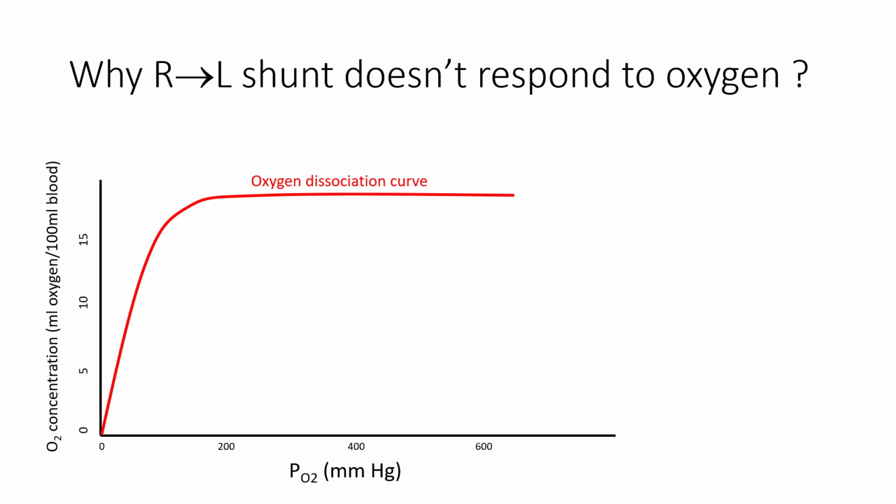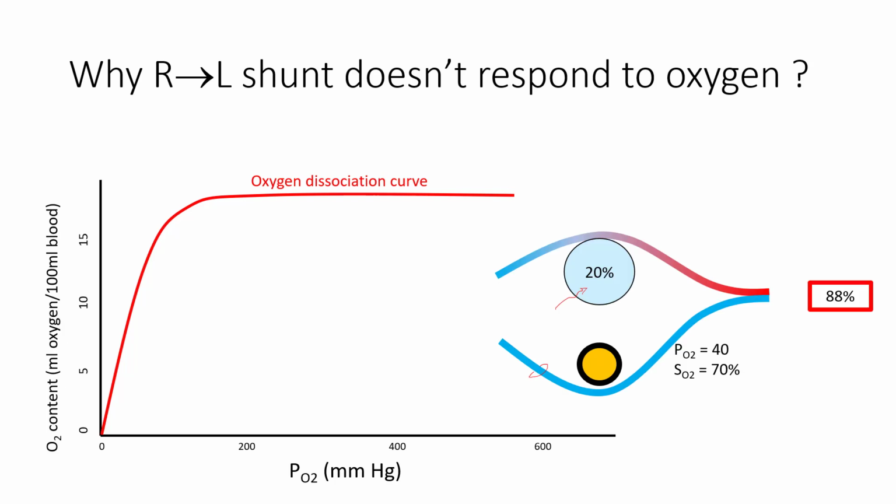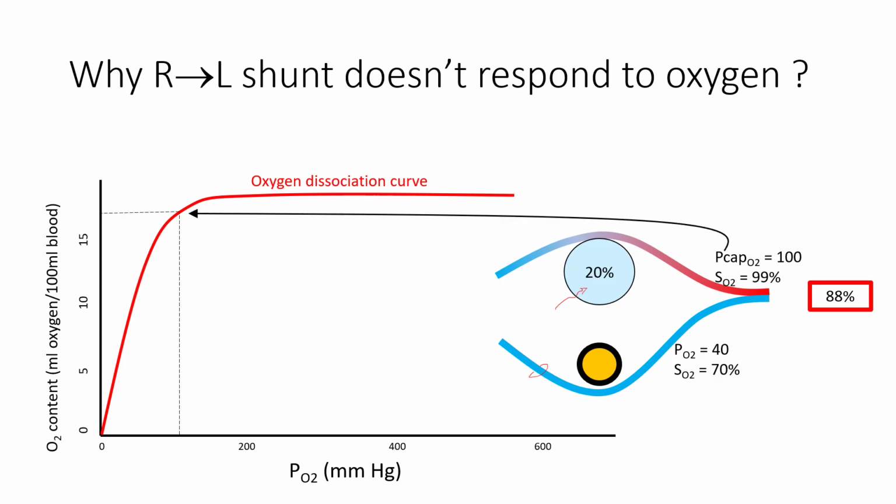So why does right to left shunt not respond to oxygen? This is your oxygen dissociation curve, and on the x-axis we have partial pressures of oxygen, and on the y-axis you have how much oxygen is carried by the blood. Here we have a patient breathing 20% oxygen, and some of the blood is going through the normal alveoli while some of the blood is going through the shunted alveoli, and his SATs are 88%. Your P capillary at 20% oxygen would be around 100. That will give you an oxygen content of around 17.